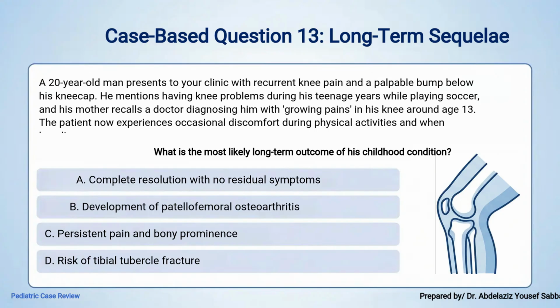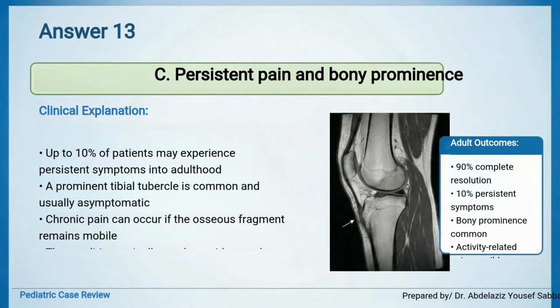Option A. Complete resolution with no residual symptoms. Option B. Development of patellofemoral osteoarthritis. Option C. Persistent pain and bony prominence. Option D. Risk of tibial tubercle fracture. The correct answer is Option C. Persistent pain and bony prominence.